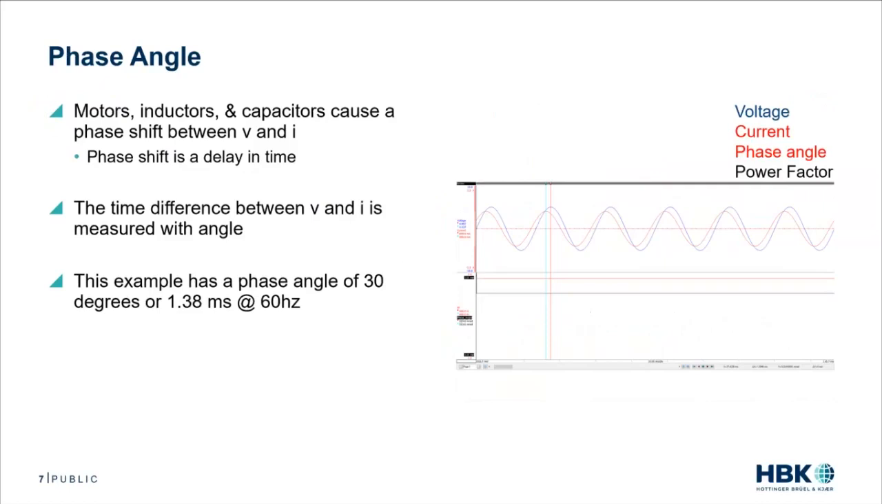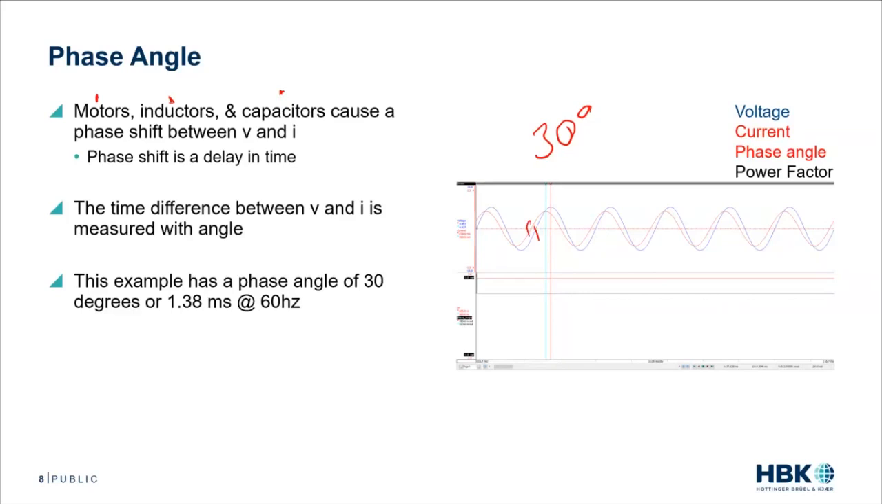And in my next slide here, I've introduced a 30-degree phase shift to my voltage and current. So same exact waveforms, except I've delayed voltage in time by 30 degrees. And on the bottom slide here, I just have our angle in a very static measurement. But again, as many of us probably know, motors, inductors, capacitors cause a phase shift between voltage and current. And visually here, we see that as a delay in time between the zero cross of my current and the zero cross of my voltage.